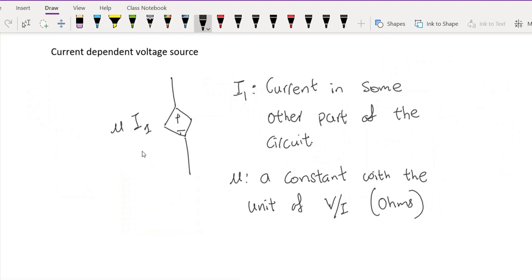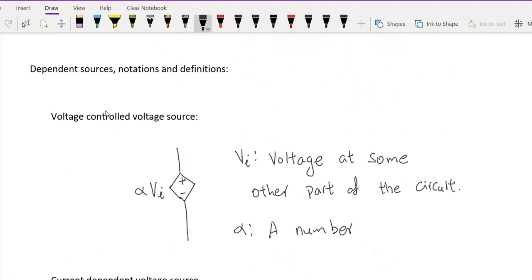Here is the symbol for a current dependent voltage source. Again, note that there is a plus and a minus, which means it's a voltage source. As a diamond, that means it's a dependent source. And I1 is a current in some other part of the circuit. Therefore, the value of this source depends on the current in another part of the circuit. So this is called a current dependent voltage source, or current controlled voltage source.